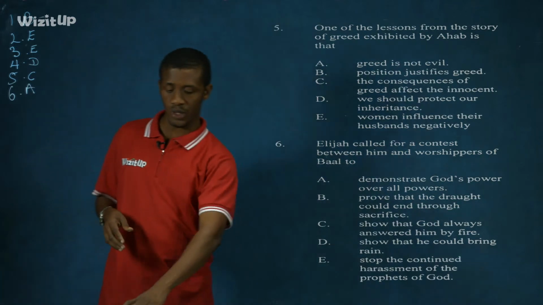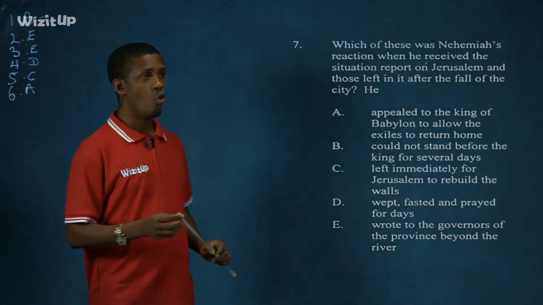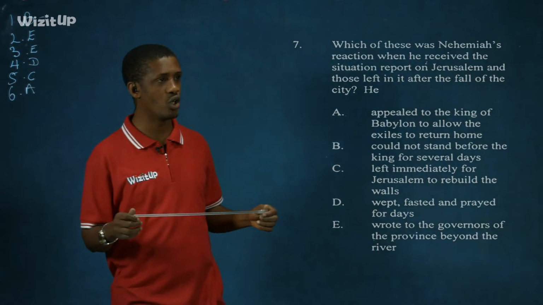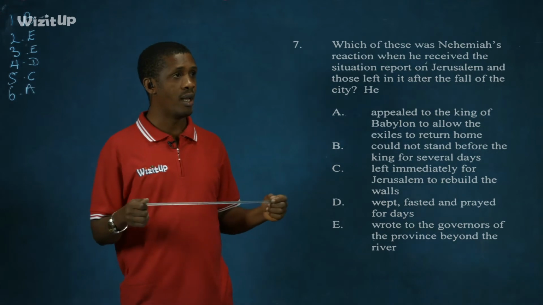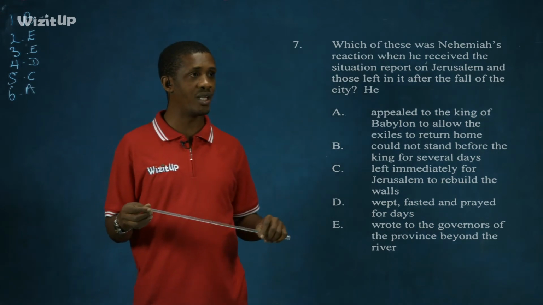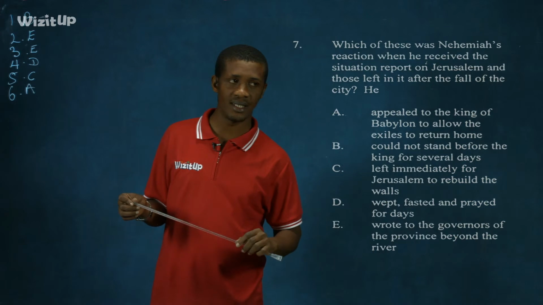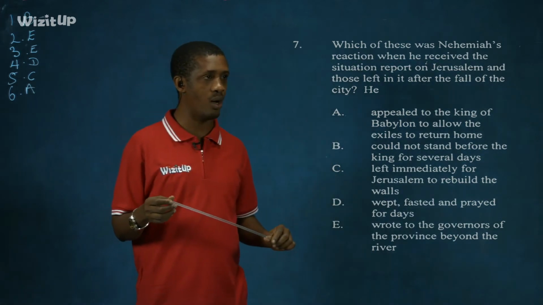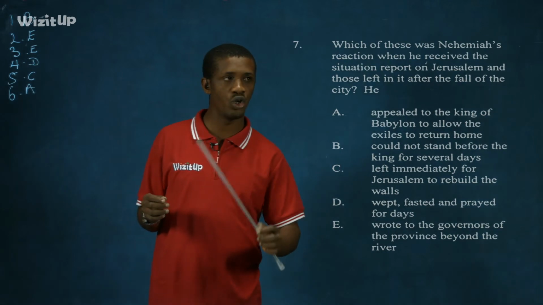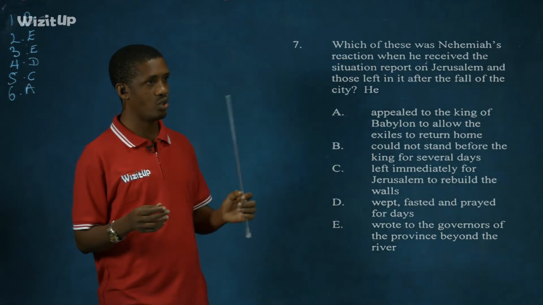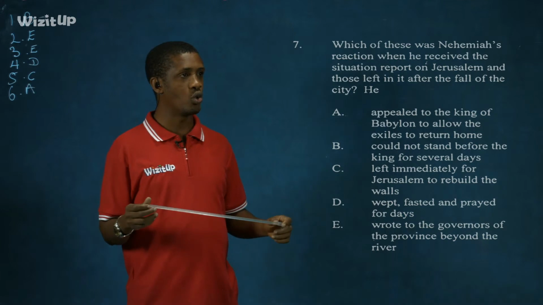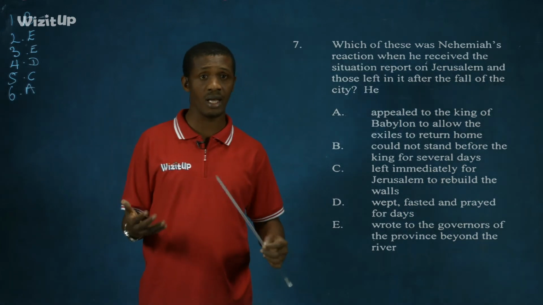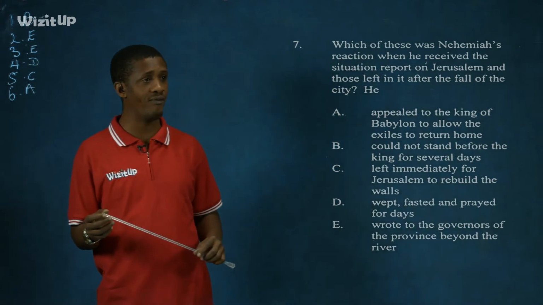Now let's go to question number 7. Which of these was Nehemiah's reaction when he received the situation report on Jerusalem and those left in it after the fall of the city? He A. appealed to the king of Babylon to allow the exiles to return home. That was not his immediate reaction. B. Could not stand before the king for several days. No, he stood before the king and even served, though with a gloomy face.